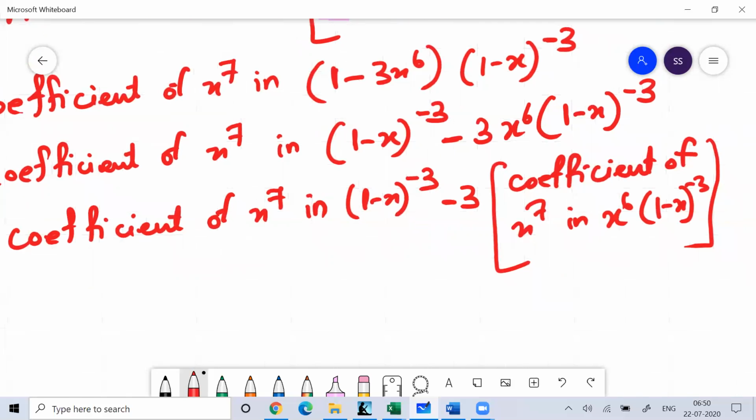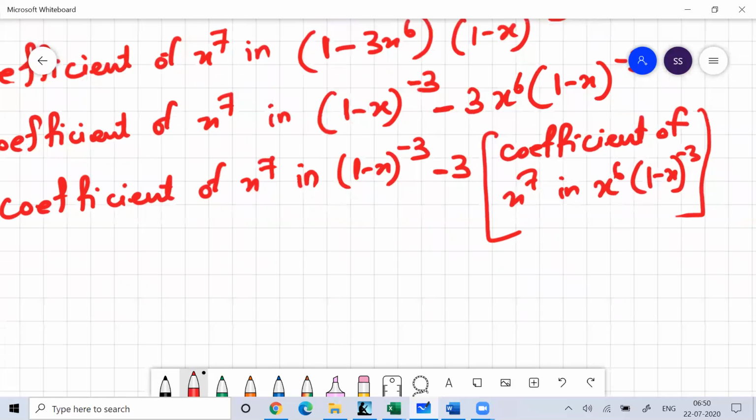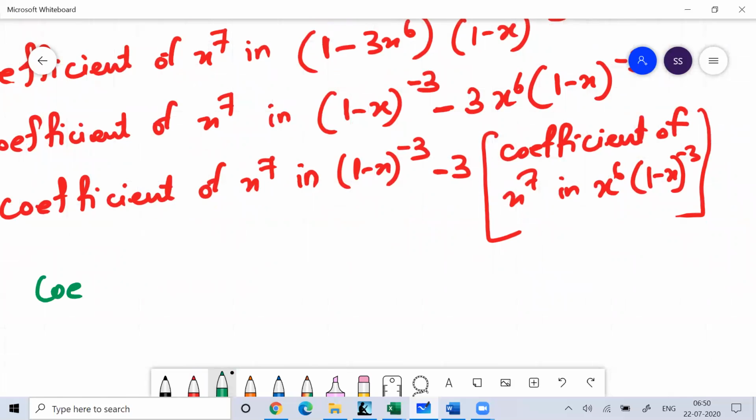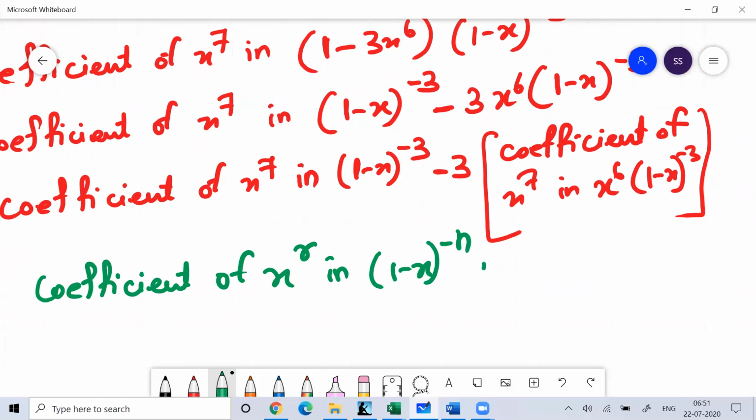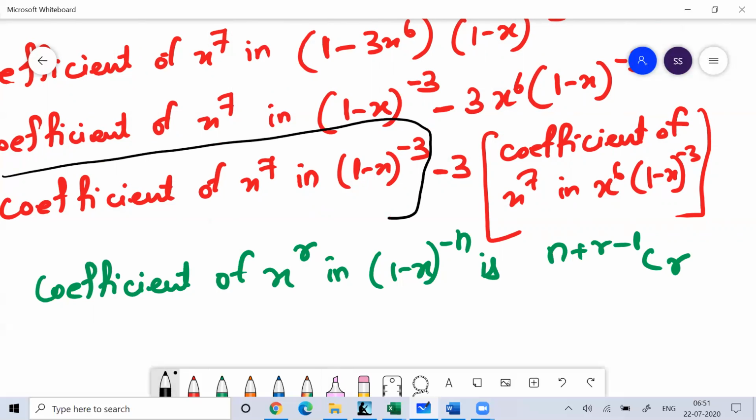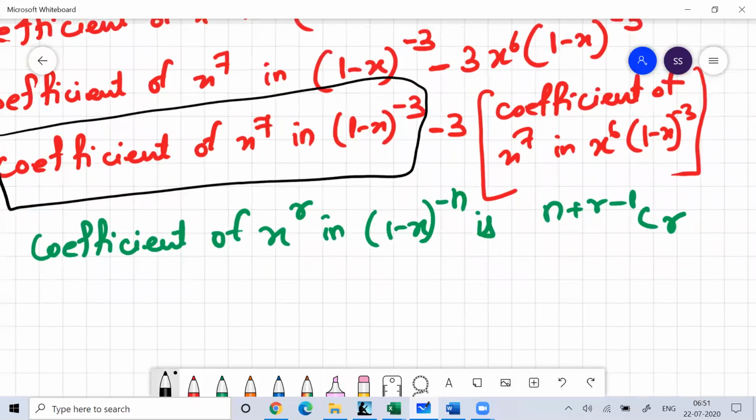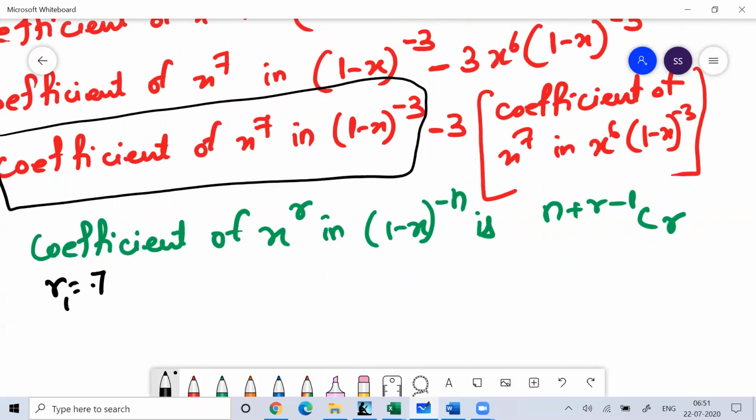Fine. So now if you understand this, you can apply the formula which I told you in the beginning: the coefficient of x to the power r in (1 minus x) to the power minus n is (n plus r minus 1) C r. This is the formula I told you in the beginning. Now you can apply that same formula here. In that context, your r would be 7, and your n would be 3. Okay.